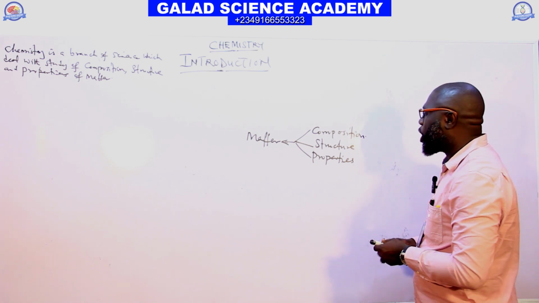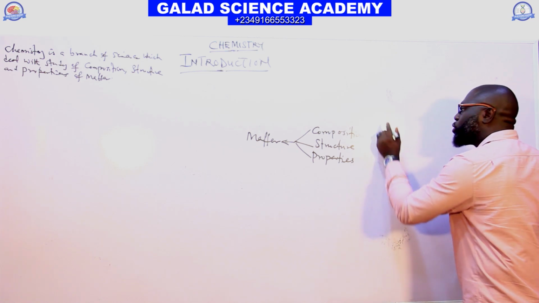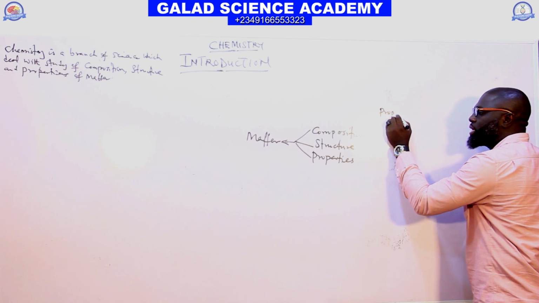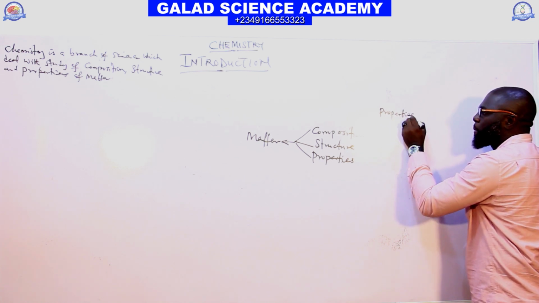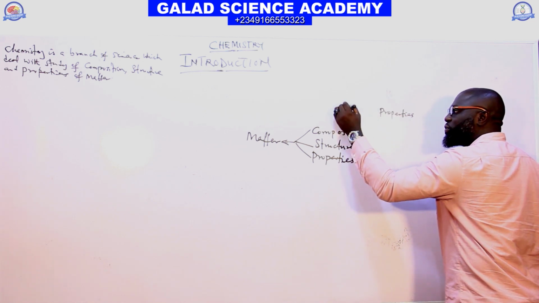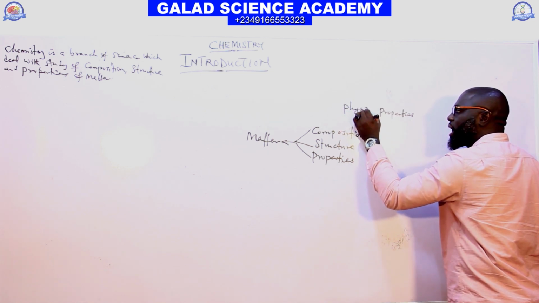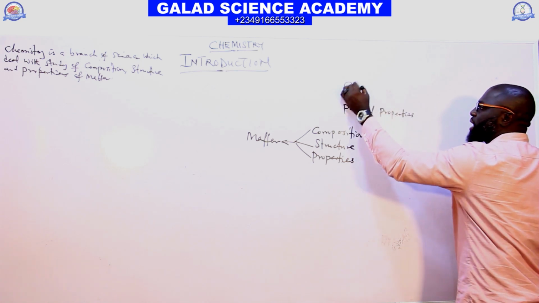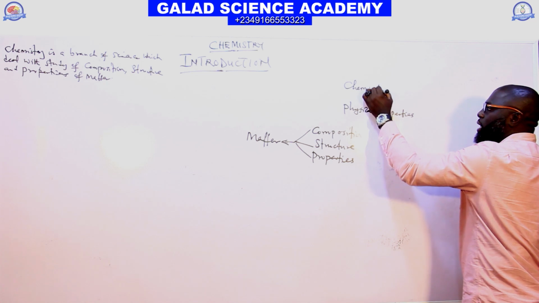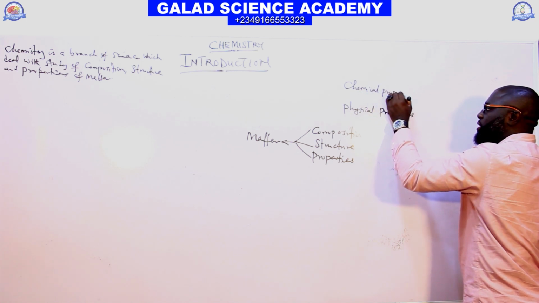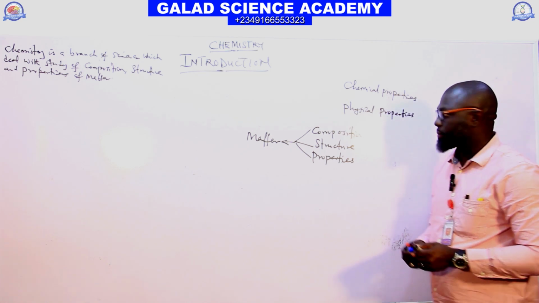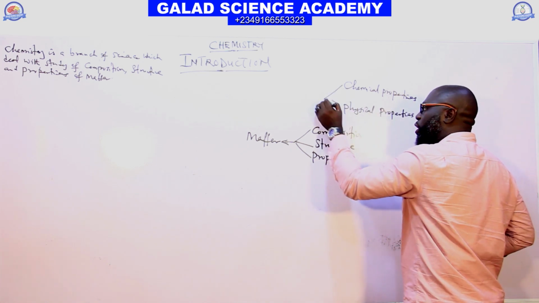We can also group them into what we call physical property, and we can also go down to what we call chemical properties of matter.